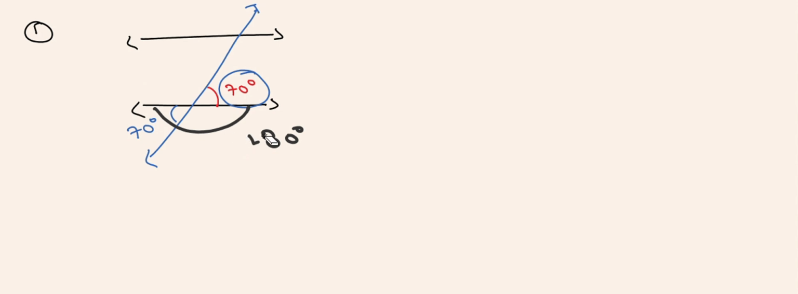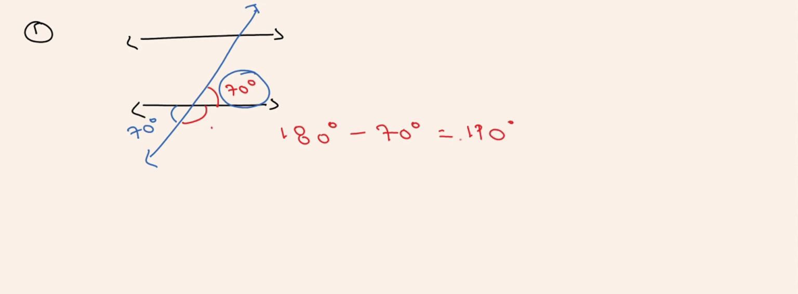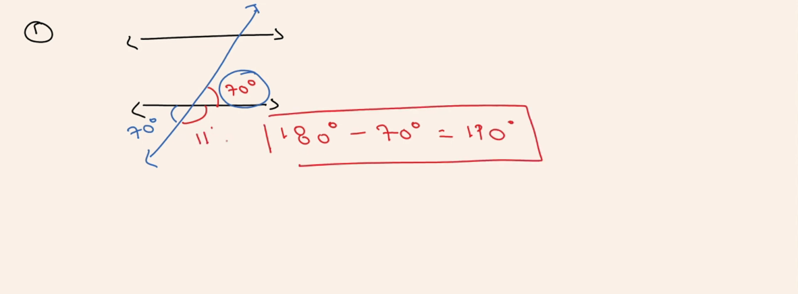So if you find out this angle, you will subtract 180 degrees minus 70 degrees, which is equal to 110 degrees. So this angle is 110 degrees. But what about this angle? This angle is also 110 degrees, because these are opposite angles and these are the alternate angles. Okay.